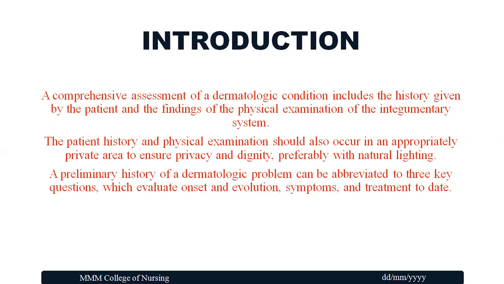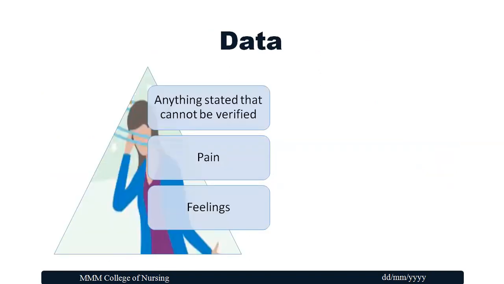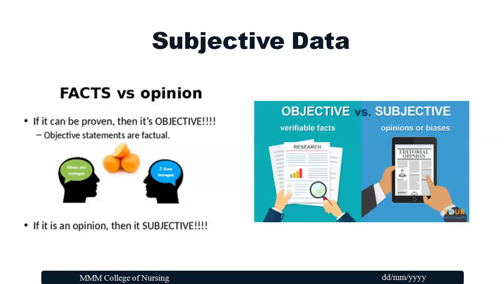A preliminary history of a dermatologic problem can be abbreviated to 3 key questions, which is to evaluate an evolution, symptoms, and treatment to date. So data, anything stated but cannot be verified, for example, pain, feelings, are known as subjective data.